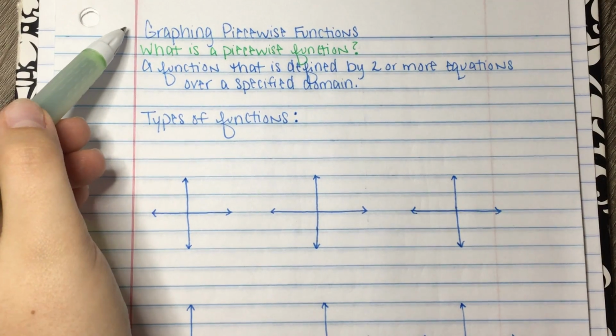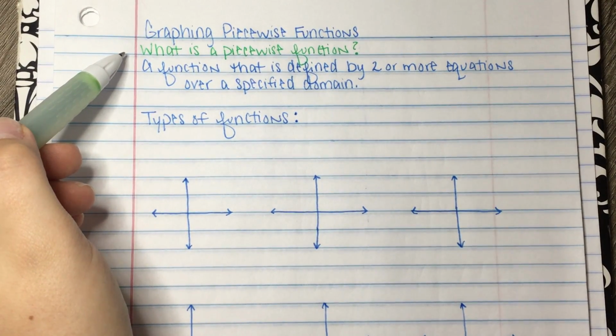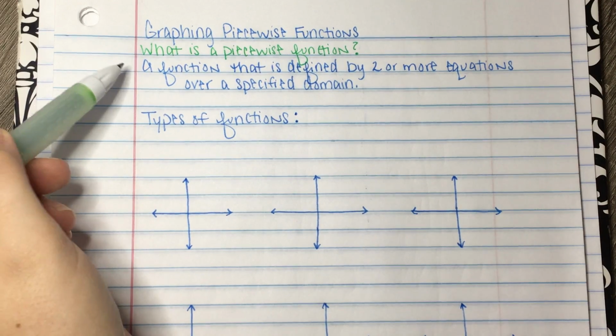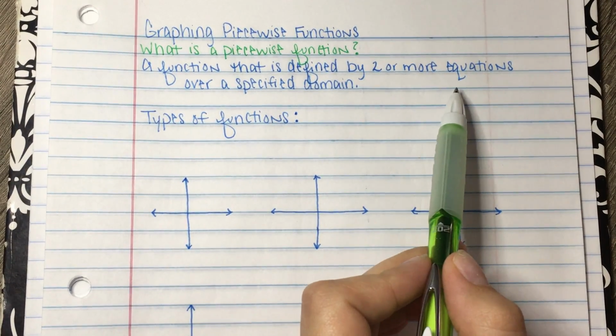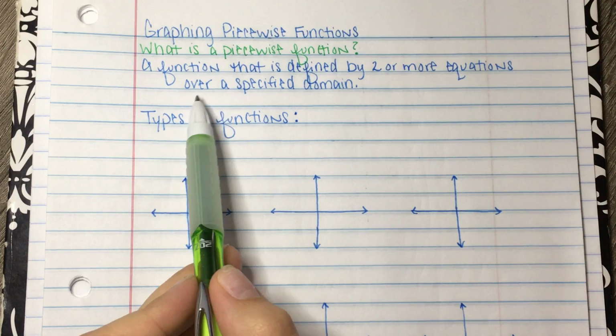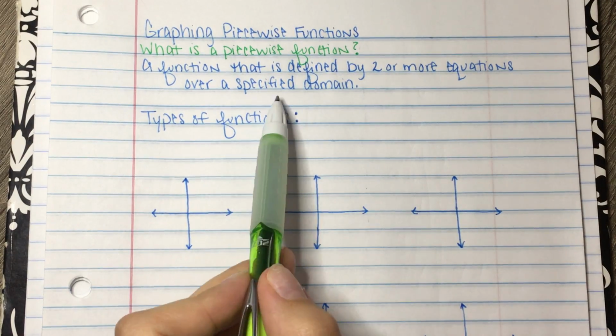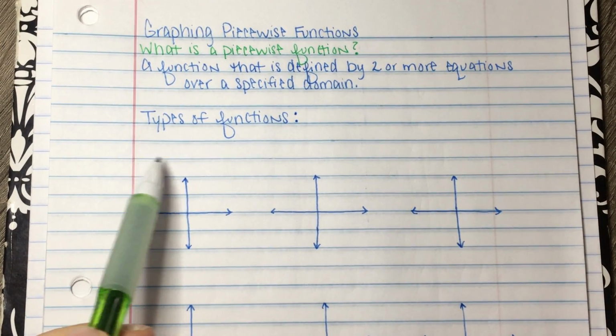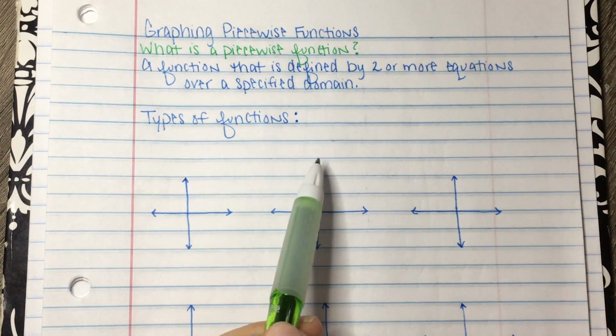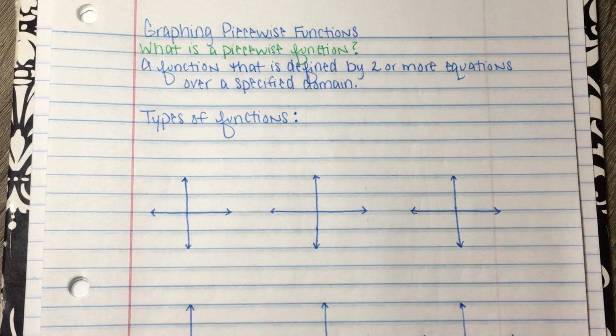All right, hopefully that gave you enough time to set up your notebook here, and you can see that I have graphing piecewise functions, and the first thing is, well, what's a piecewise function? That's going to be defined as a function that has two or more pieces or two or more equations, and then they're going to be over this specified domain. So on one side of our piecewise function, we're going to have what the equation is, and then on the other side, we're going to have our domain, our set of x values.